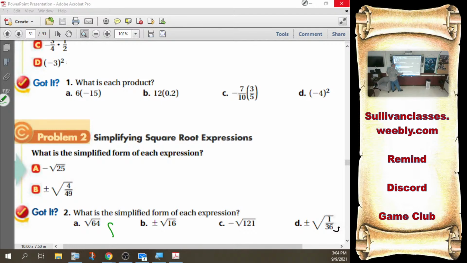These should be quick. We should have 8, a plus or minus 4, a negative 11, and a plus or minus 1/6. Do not call it 0.183 blah, blah, blah, whatever it is. Okay? Don't go to decimal town. Square root of 1 over square root of 36.